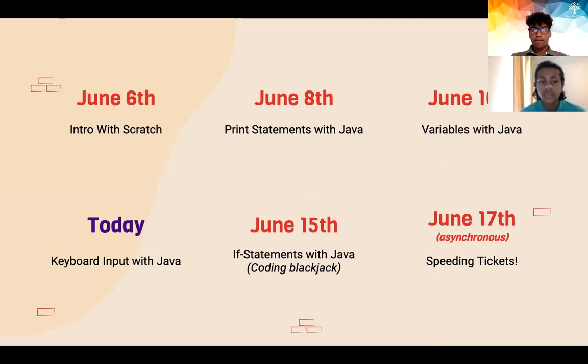So we will be teaching you how to have lines of code in your program that allow you to type in values, numbers, of whatever you're choosing. And then next class, we'll teach you if statements, and that combined with variables, keyboard input, and print statements, we'll be coding blackjack. And then the next class will be the speeding tickets lab, which will be asynchronous.